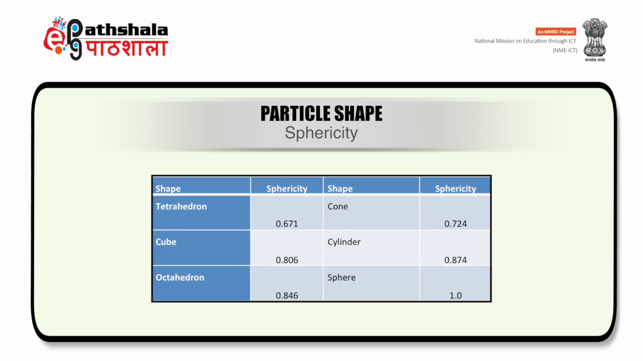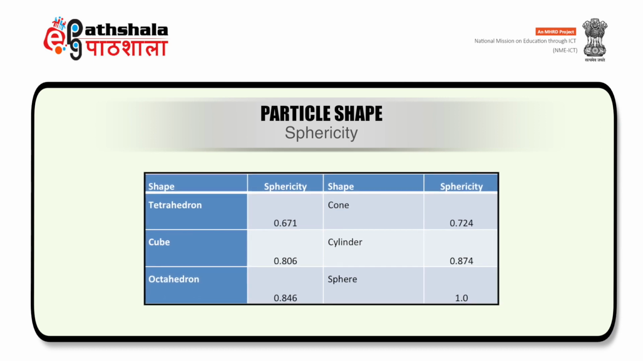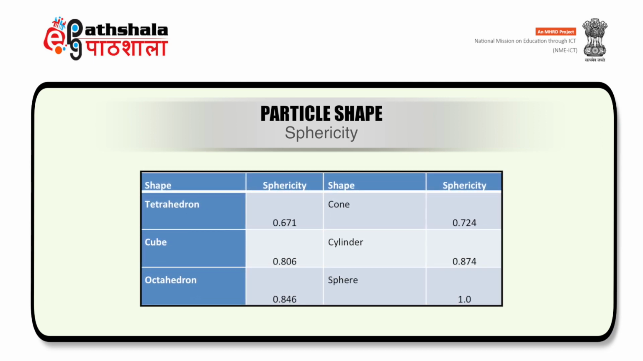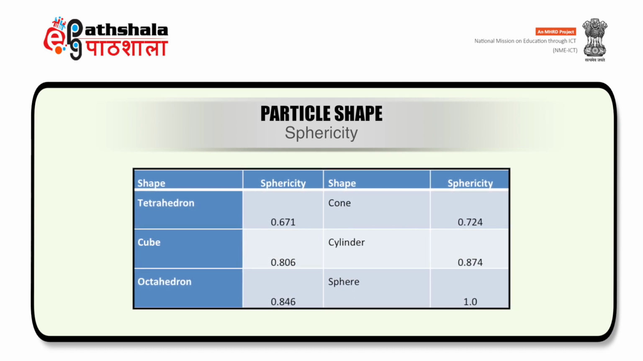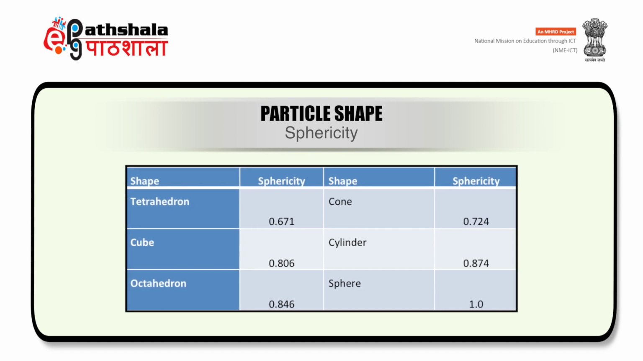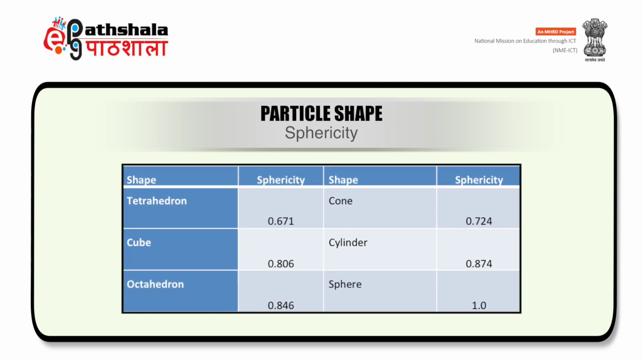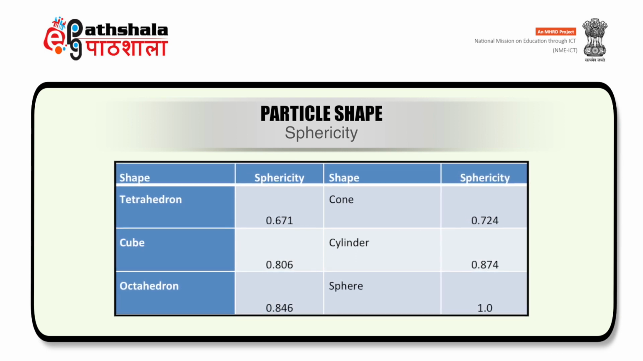Tetrahedron has a sphericity value of 0.671. Cube has a sphericity value of 0.806, octahedron has a sphericity value of 0.846, cone shape has a sphericity value of 0.724, cylindrical shape has a sphericity value of 0.874 and sphere has a sphericity value of 1.